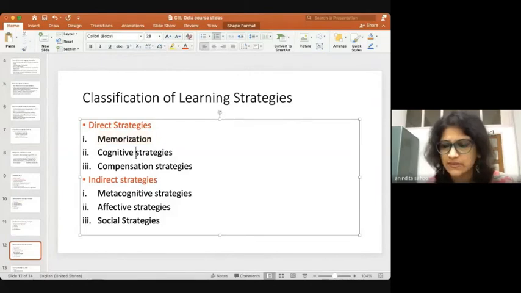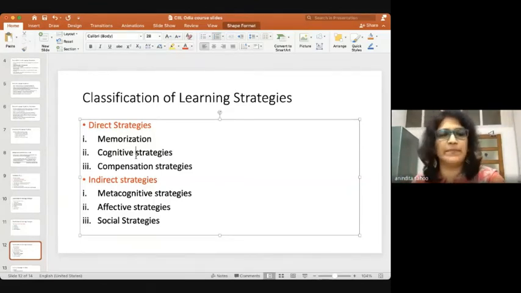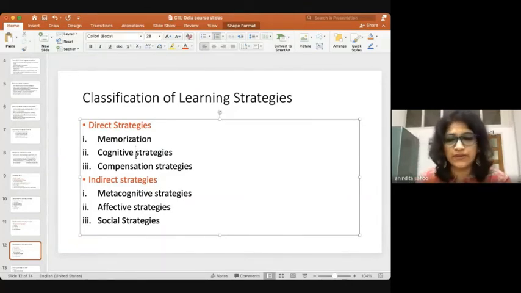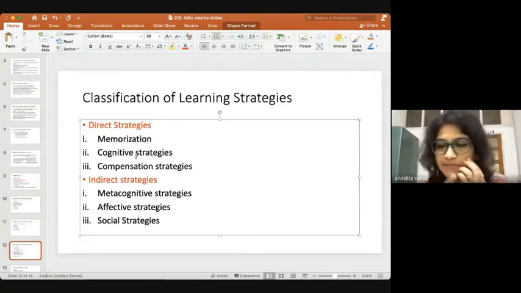I'm not really focusing on these two, but I just want you to highlight that when we study direct strategies, one of the major components is memory. Memorization is an important thing in direct strategy. And who is going to memorize the rules, and because unless you remember the letters, how to write the alphabet, you can't write it. So memorization is something which will create the mental linkage.